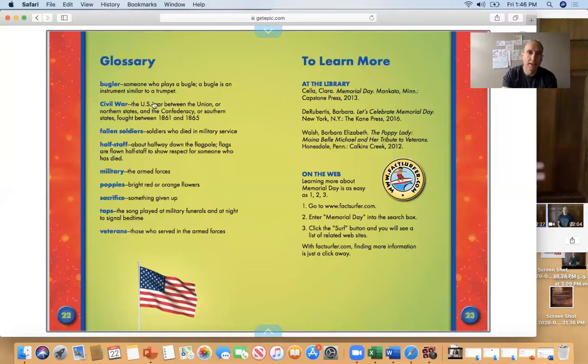And then here is a list, remember, of our vocabulary words. And right here, we talked about half-staff earlier. If I didn't know that, I could have flipped to the glossary and come here. And it talks about halfway down the flagpole. Flags are flown half-staff to show respect for someone who has died.